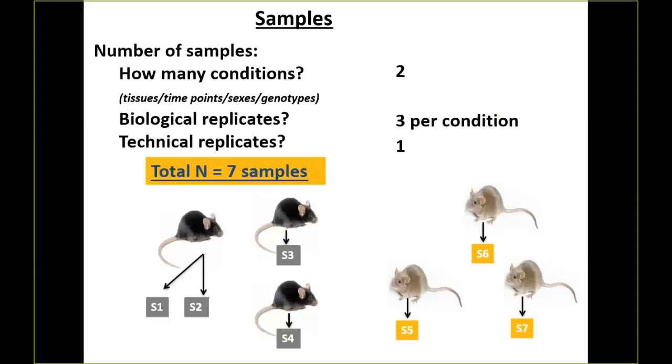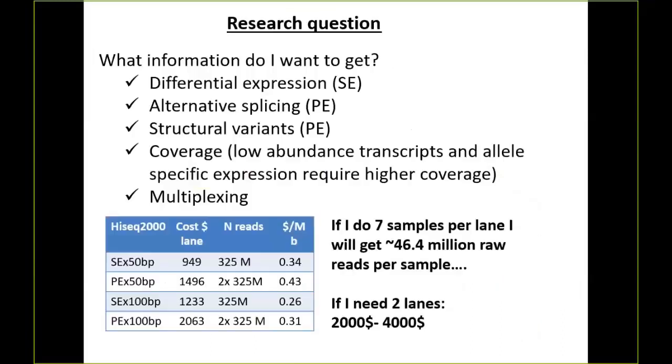How many conditions? 2, black mice versus tan mice. Obviously, this may be multiplied. I could be looking in multiple tissues in each mouse group. How many biological replicates? There's 3 mice per group. Do not actually go in with 3 biological replicates. You will never get a good p-value out of that. This is at best a pilot study. Technical replicates: 1. So total of 7 samples.